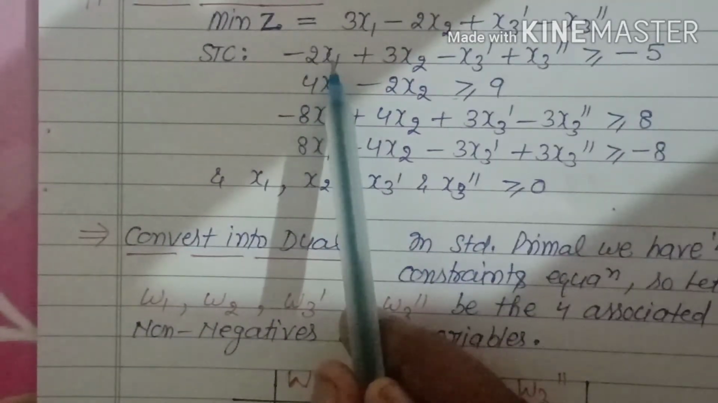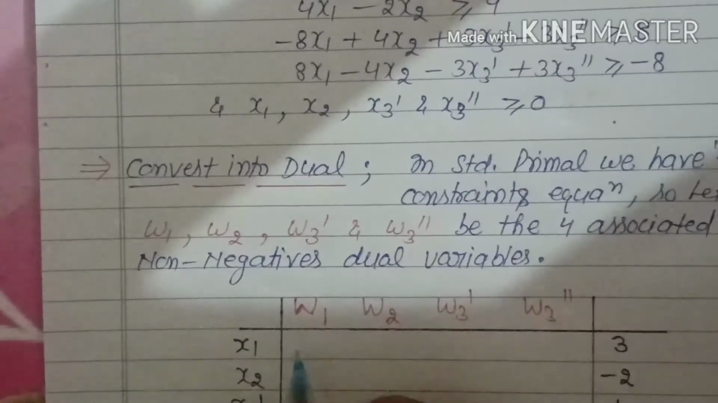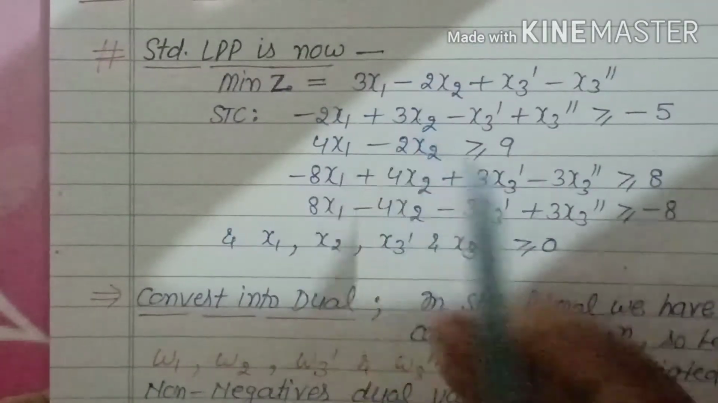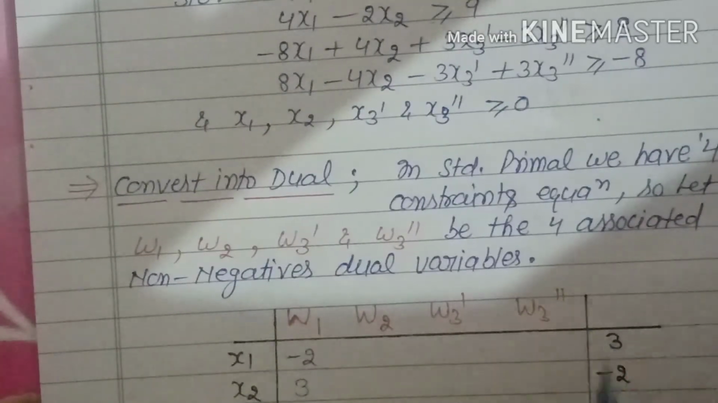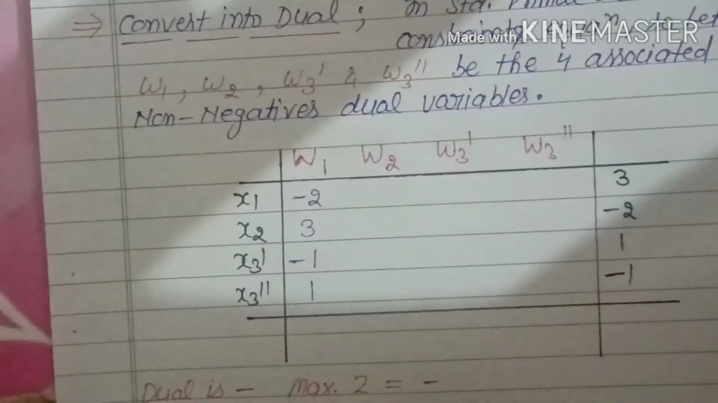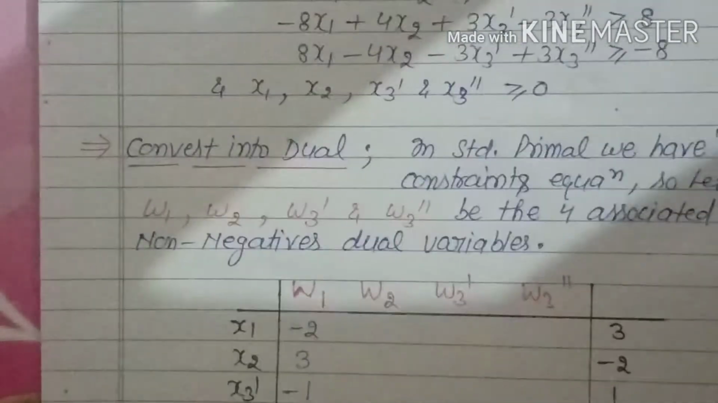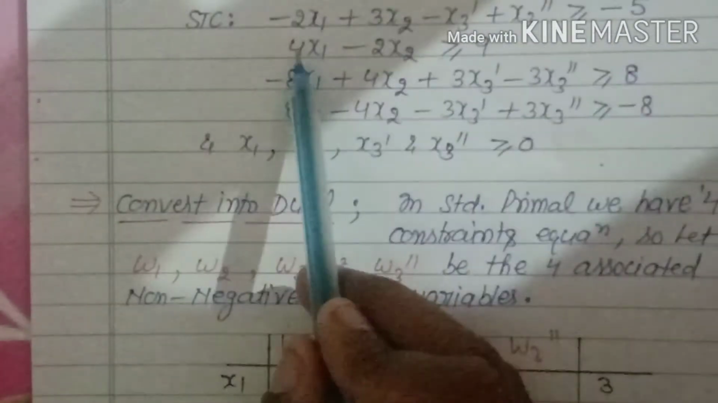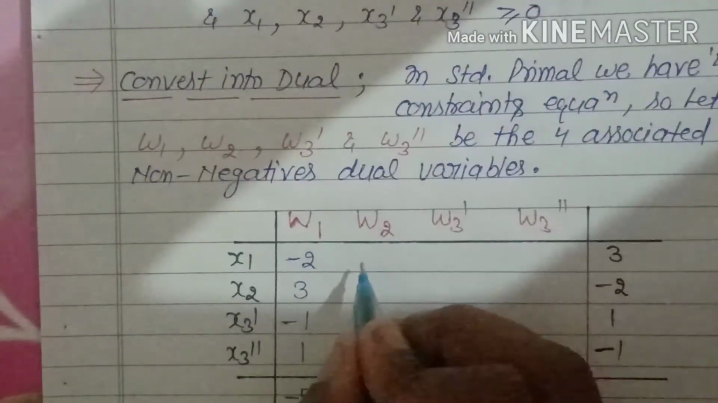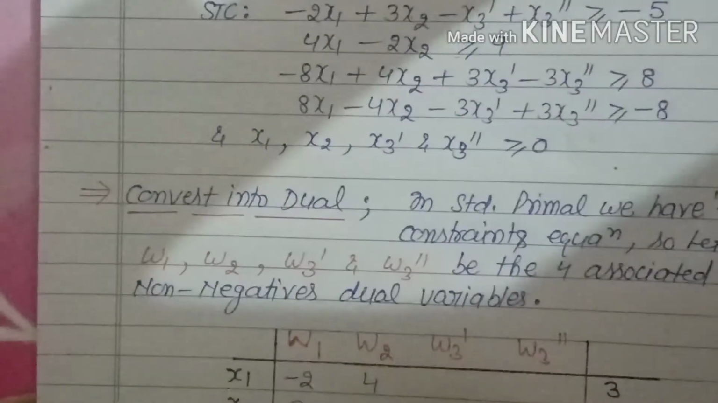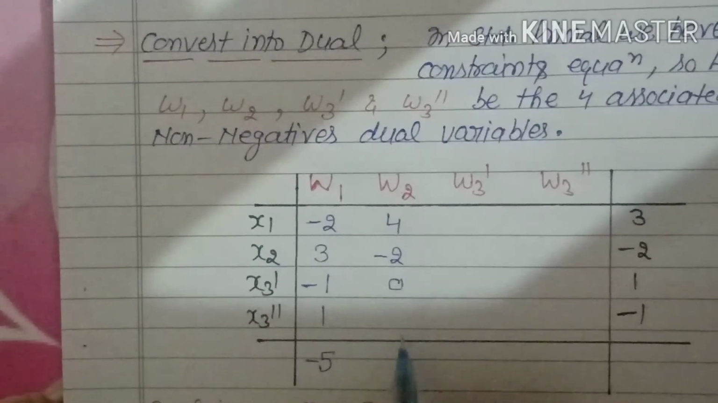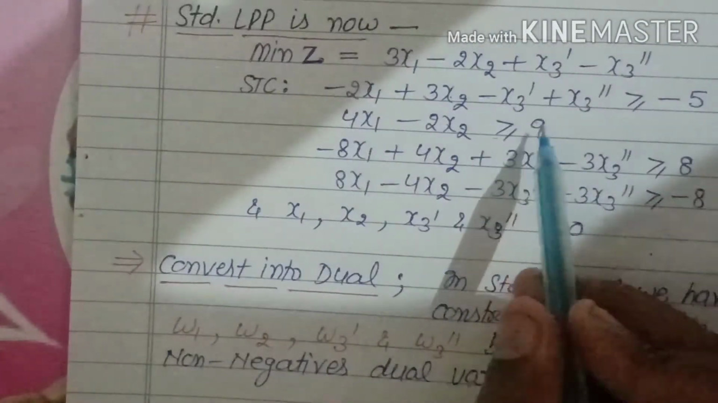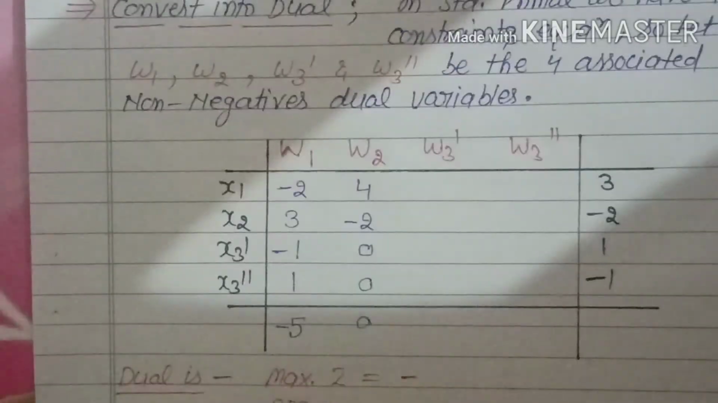Here the coefficient of x1 is minus 2, so let us write here as minus 2. Now here the coefficient of x2 is 3, so let us write here as 3. For x3 dash, here the coefficient is minus 1, and for x3 double dash the coefficient is 1. And the right hand side element is minus 5, so this value is minus 5. Now coming to the second row, you will see that the coefficient of x1 is 4, so let us write 4 here. Coefficient of x2 is minus 2. There is no x3 here, so there will be no values for x3 dash and x3 double dash. The value for the right hand side element is 9, so let us write 9 at the bottom.